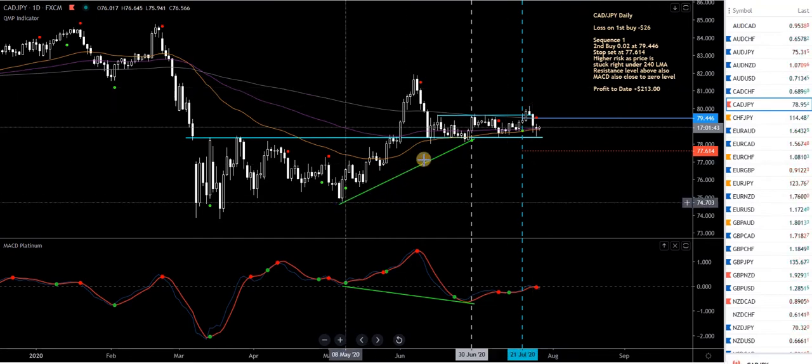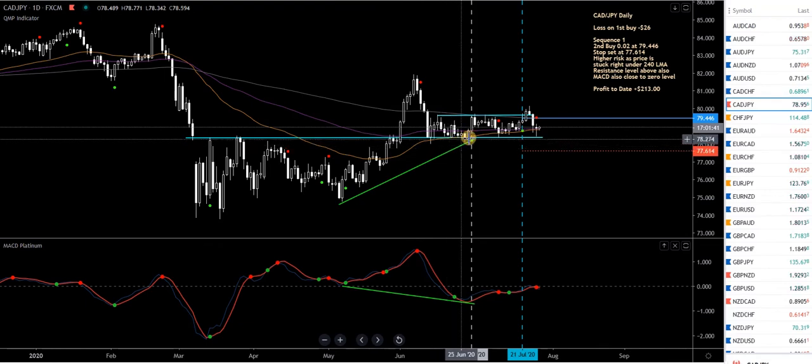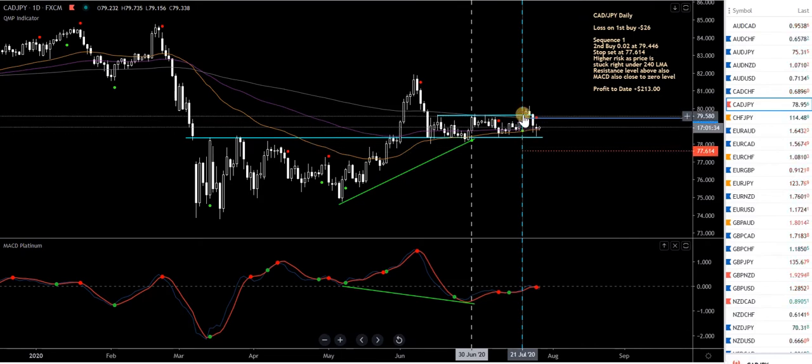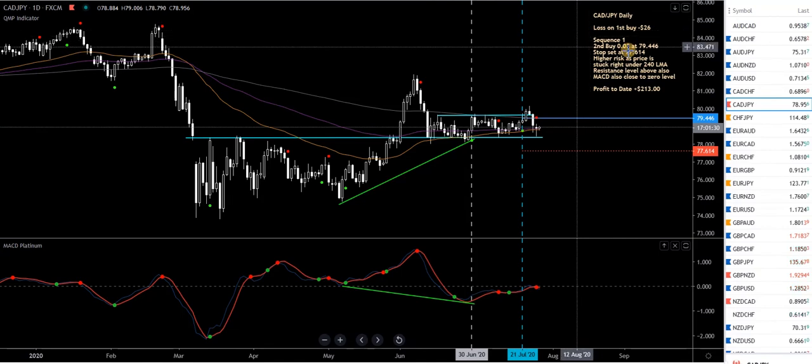Because I love my hidden divergences, that's the reason why I'm still in this buy trade. I haven't closed it, and I have got a stop in place, so I am protected. I just want to try and see if I can work something out here. That's why it's highlighted in pink. I'm just keeping an eye on it.